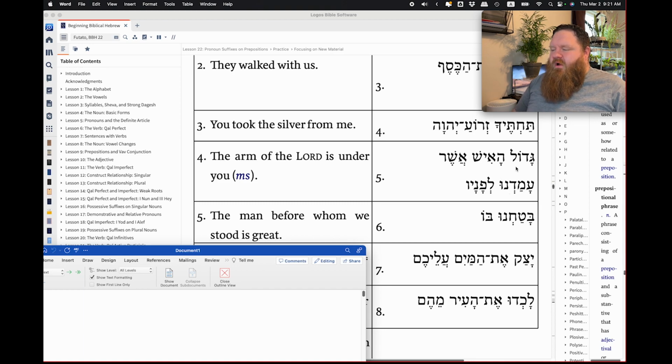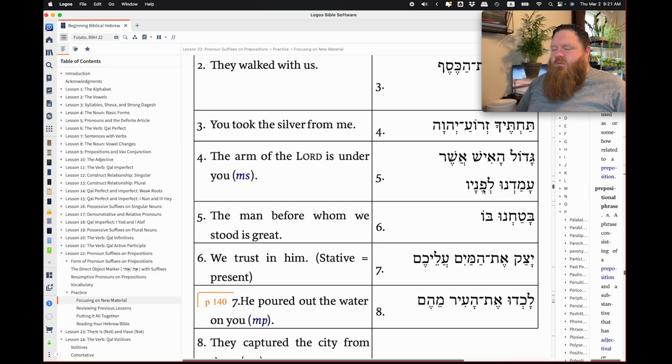What is it? Well, the relative clause is always going to be subordinate to the main clause. And so your main clause here is a verbless clause in Hebrew. It's just great is the man or the man is great. Now in English, we're pretty flexible with where relative clauses can go in a sentence. And so if you keep the relative clause in the same order of the sentence as the Hebrew here, you get great is the man whom we stood before. But again, it feels awkward in English.